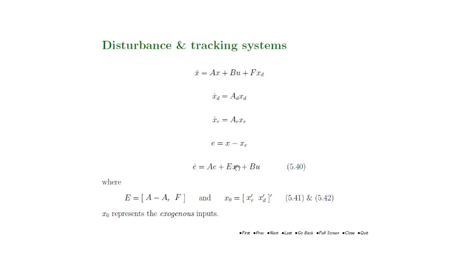So to prove this, it's a matter of taking the time derivative of this definition of the error state, and then substituting on the right-hand side. Once I've taken the time derivative, I'm substituting the x dot with the first equation and the xr dot with the second equation. So you can work through that and convince yourselves of this. Okay.